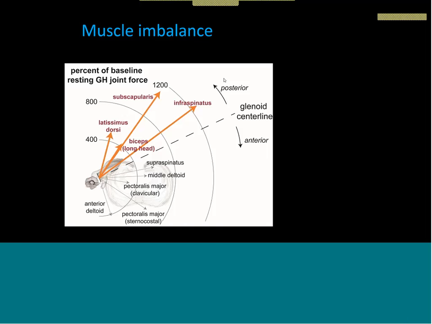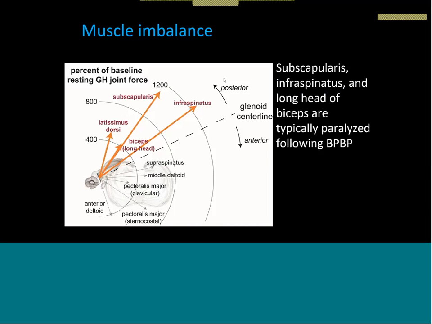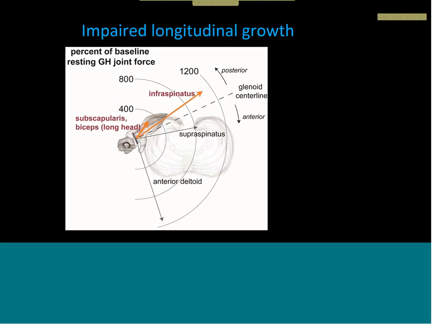And muscle imbalance, again, would require that these muscles be non-impaired. But what we know is that most of these muscles are, in fact, typically paralyzed following brachial plexus palsy, and so it's unlikely they would be acting by this muscle imbalance mechanism. Some of them do recover function after some period of recovery, although the deformities do not go away.